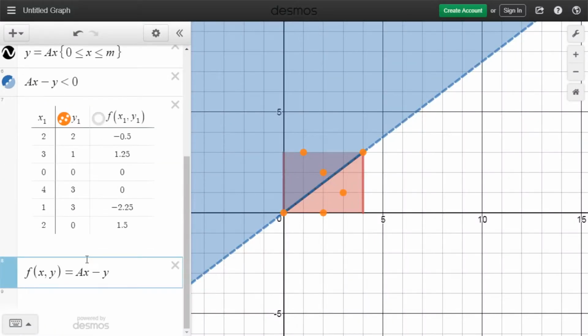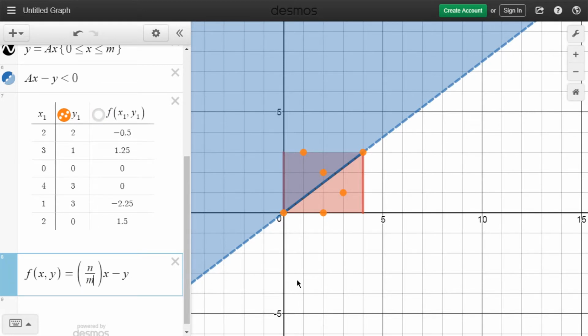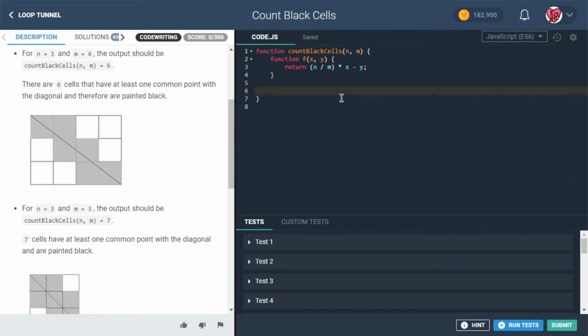Is that what we had over here? Let's just sort of verify it. We'll put it all together in here. N divided by m. Yeah, same thing. It's good. It works. Everybody's happy. Awesome. So we're going back to this.